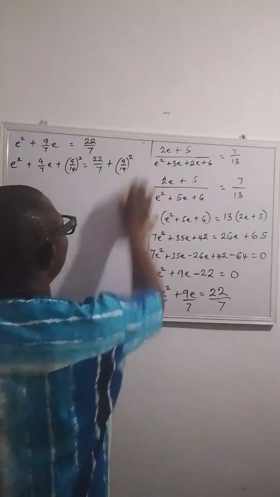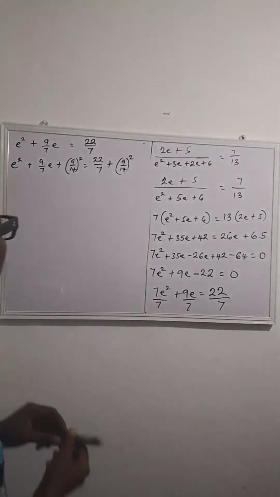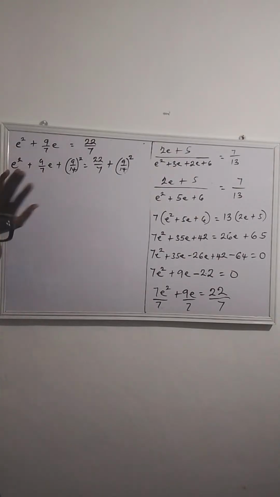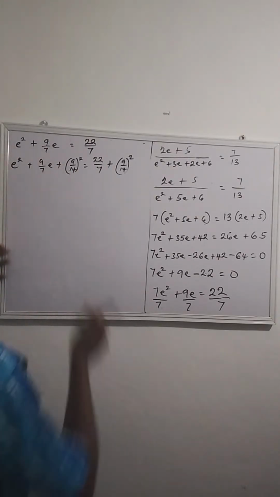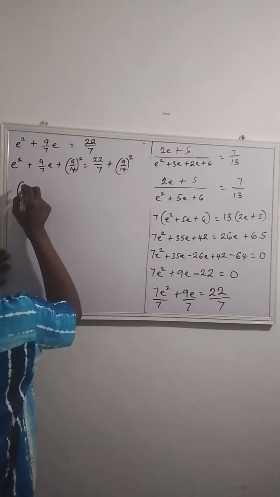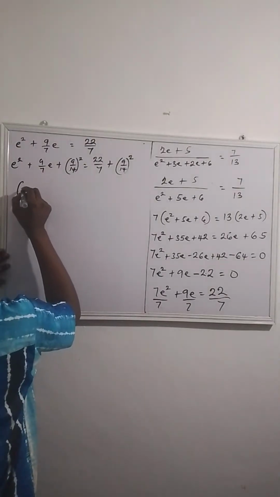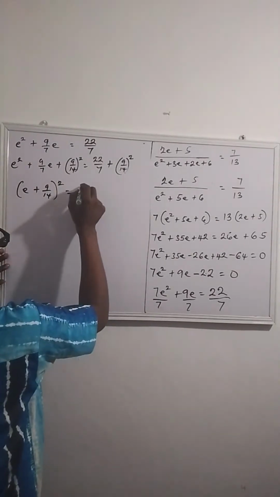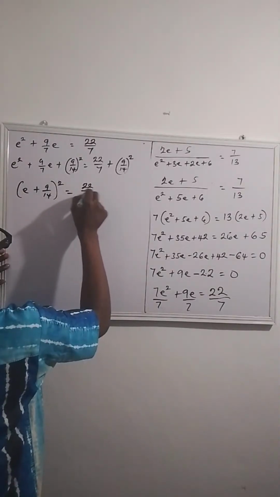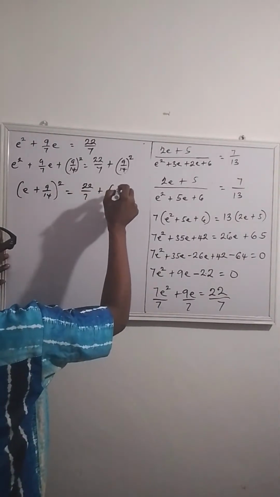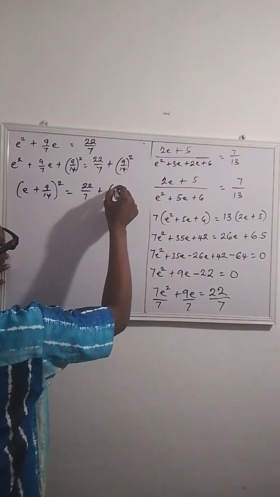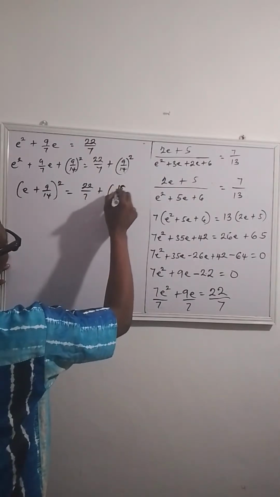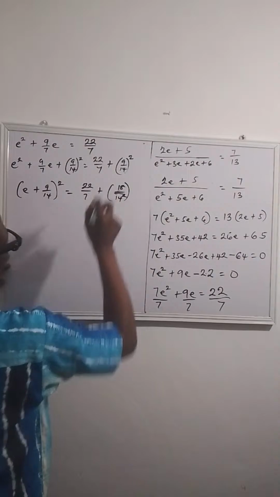All right, so now let's see what we have from here. Now the next thing, since this is what we are going to add to this side to make it a perfect square, you just pick the base here. So we have e plus 9 over 14 raised to the power of 2 equals to 22 over 7 plus 81 over 14 squared. Right, let's have it that way.